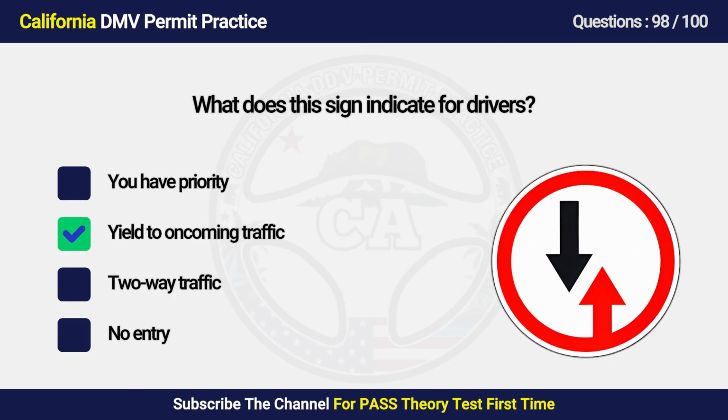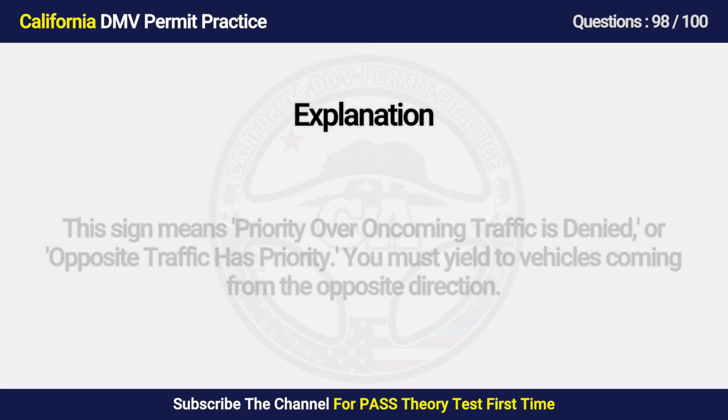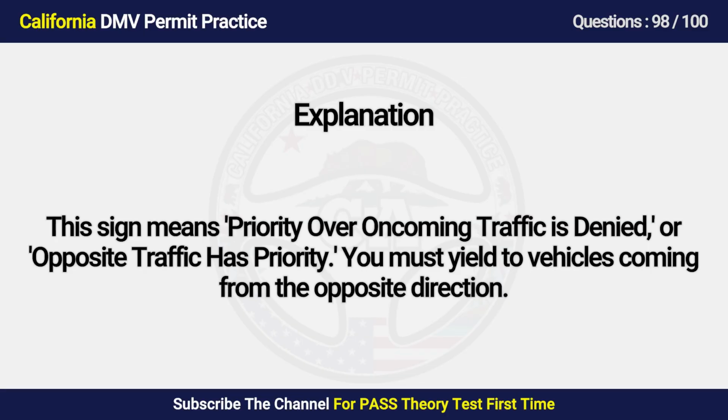Answer is B. Yield to oncoming traffic. This sign means opposite traffic has priority. You must yield to vehicles coming from the opposite direction.